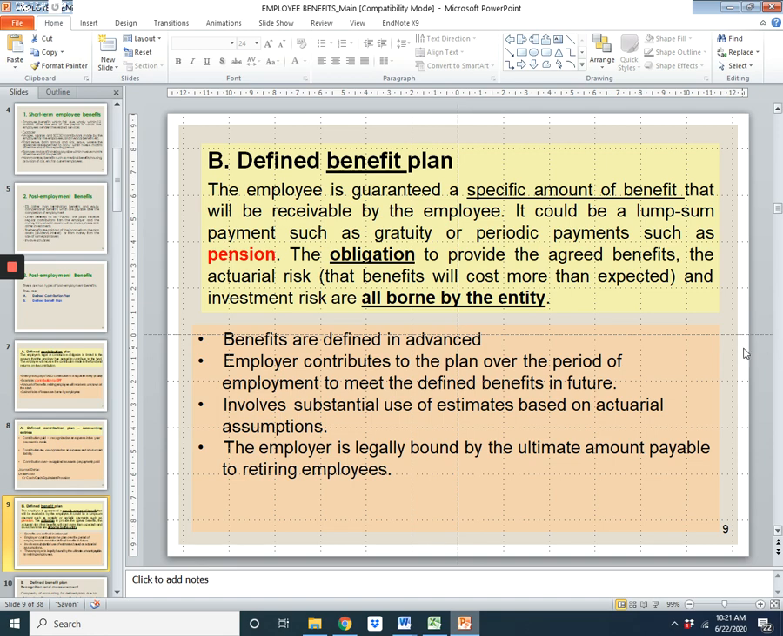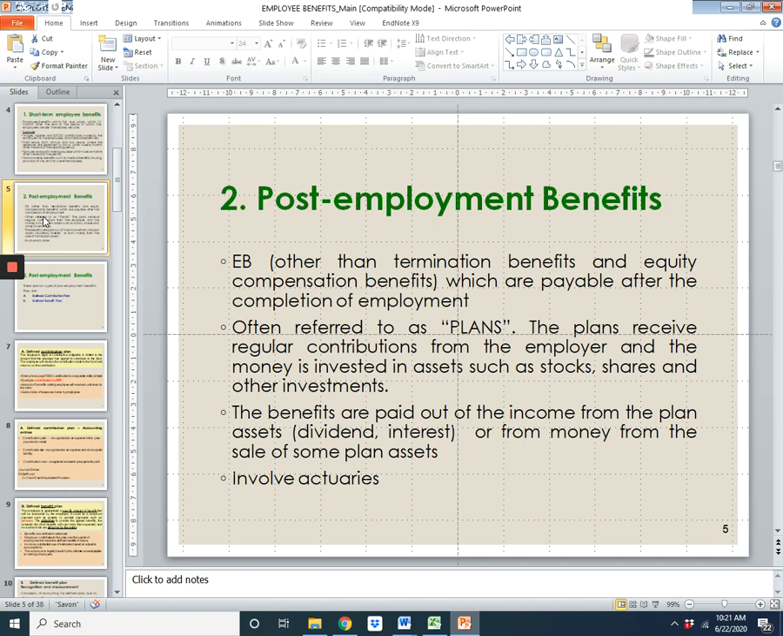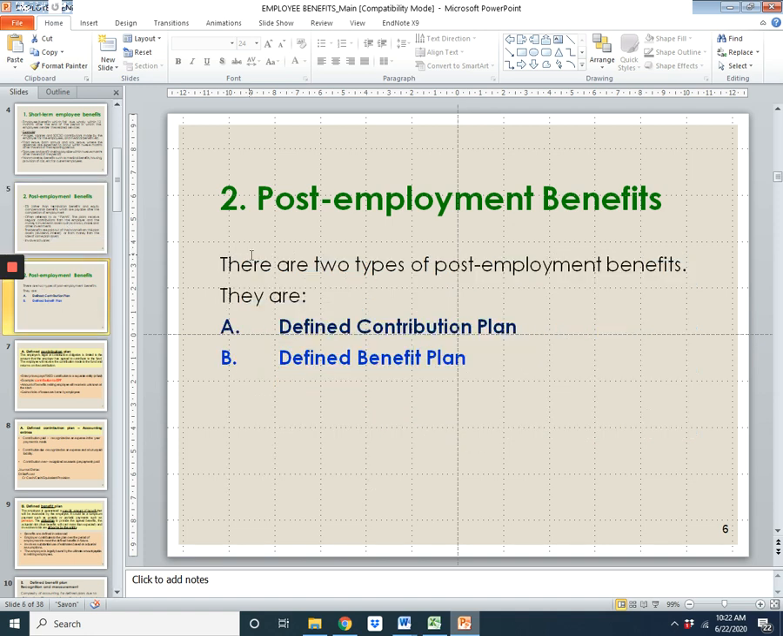Okay, so that is what is meant by post-employment benefit. What does it mean? It means that the company will pay the employee after the end of the employment period. Okay, meaning if it is a pension, a person who retires at age 55 has a certain amount of benefit that the company will give. So when we focus on post-employment benefit, there are two types.